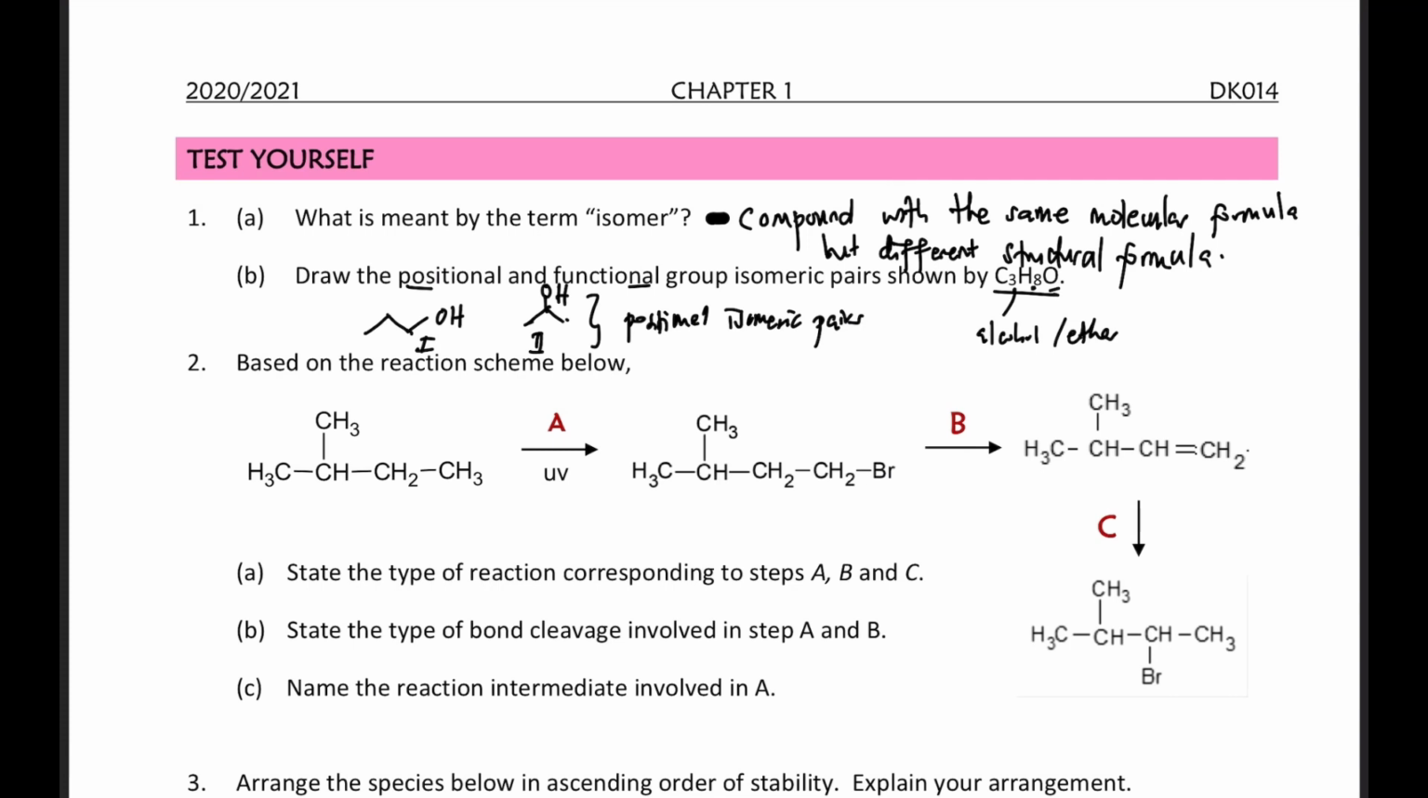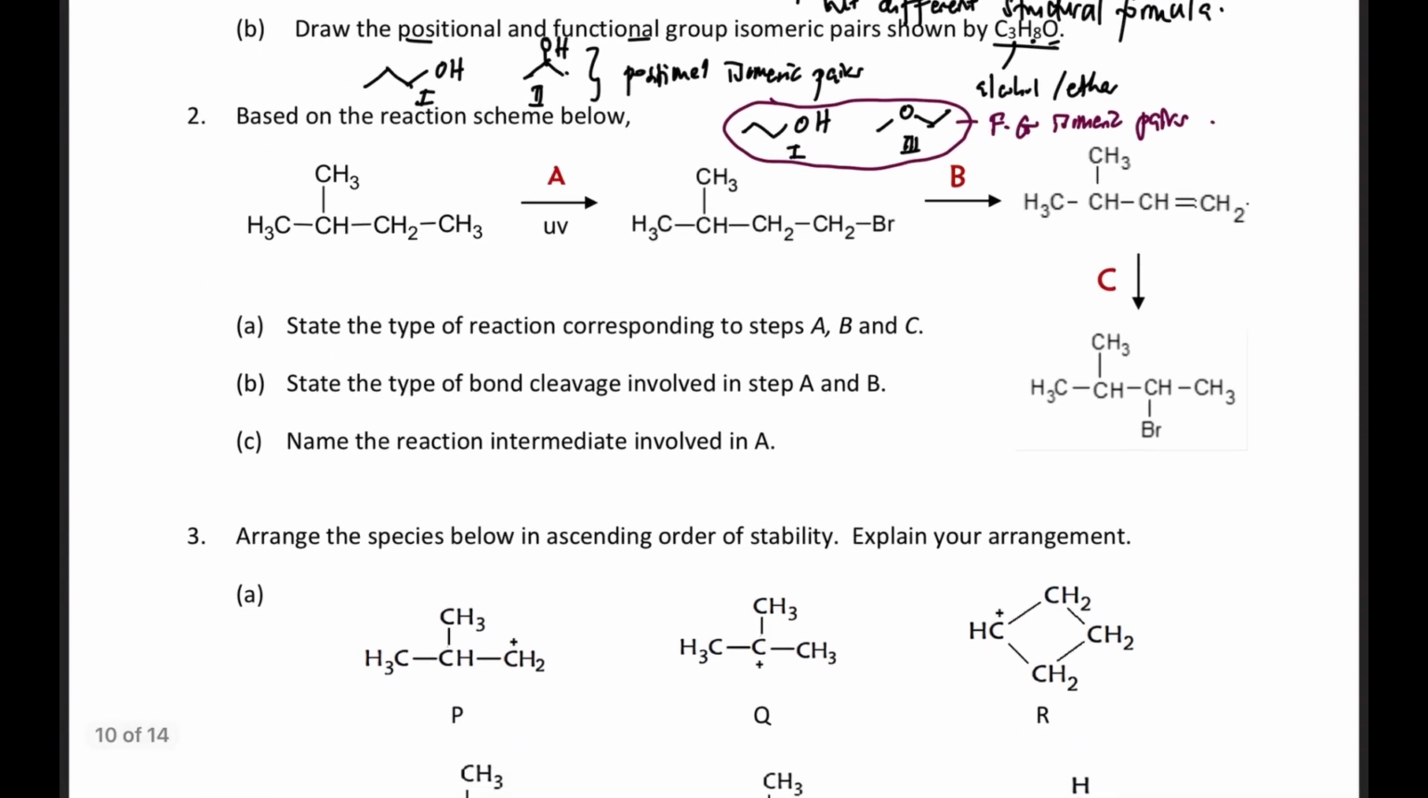And then the second one is the functional group isomer, alcohol and ether. So we just draw. This is the alcohol, and then the ether has three carbons, so C-O-C. Connect, then add one more carbon. So this is number 1 from earlier, and this is number 3. So this 2, we just label it. These 2 are functional group isomeric pairs. Okay, that's it for number 1.